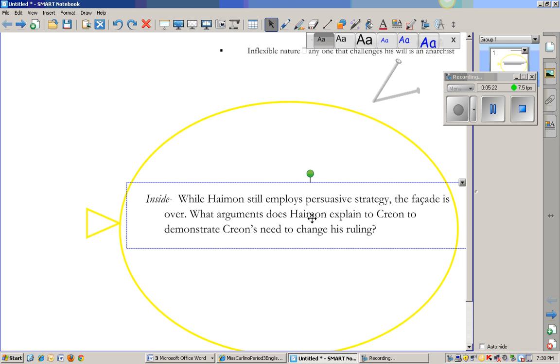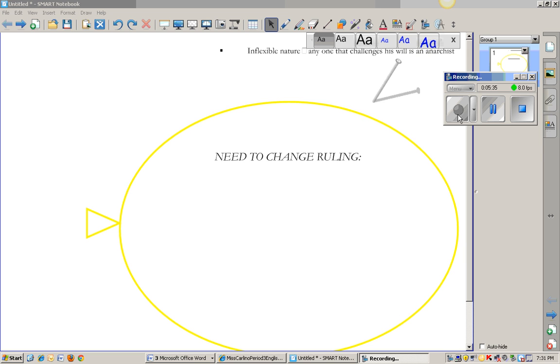So take a second silently on your own and fill up your balloon with the arguments that Hymen tries to explain to Creon to demonstrate the need for Creon to change his ruling about Polynices. So let's take a couple of volunteers on those answers. Pause me, please, and see what you guys have to say there as a group.